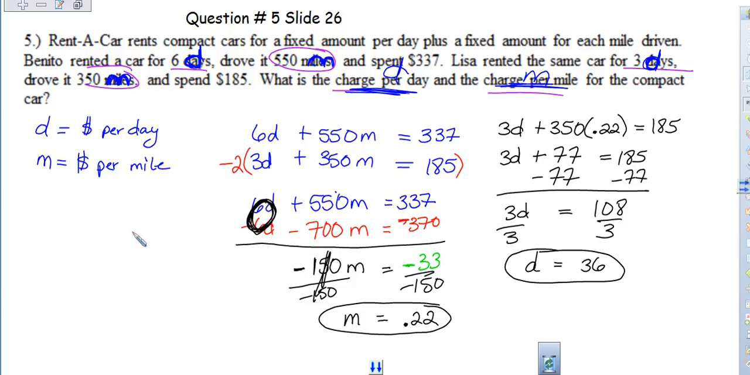Okay, and you can write that out. And you would want to double check that, but I'm pretty confident that those are the right answers.